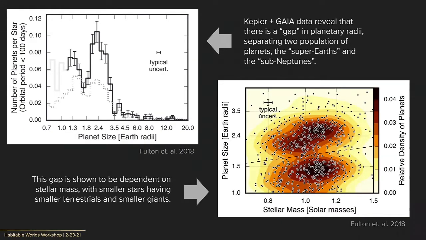Well, Fulton 2018 used a combination of Kepler and Gaia data to further resolve a planetary radius gap that they had presented in a previous paper in 2017. This planetary radius gap separates out two different populations of planets. The first being a population of super-Earths, and the second being a population of what are called sub-Neptunes. Now, Fulton 2018 posits that this radius gap and these two populations are evidence of photoevaporative escape.